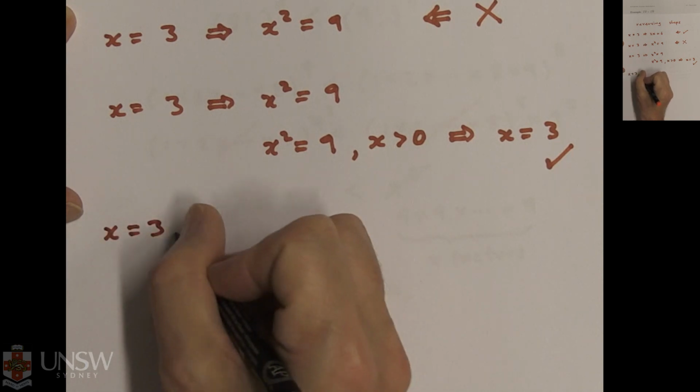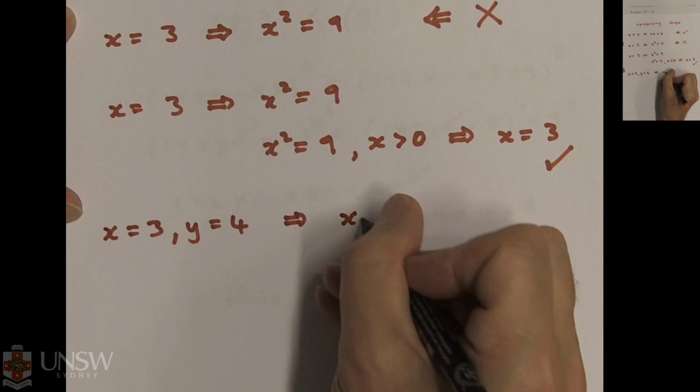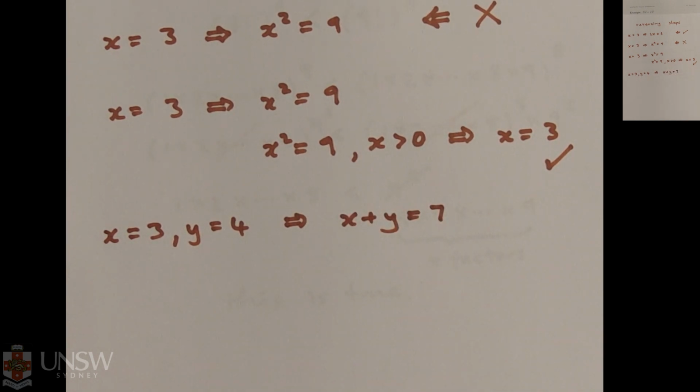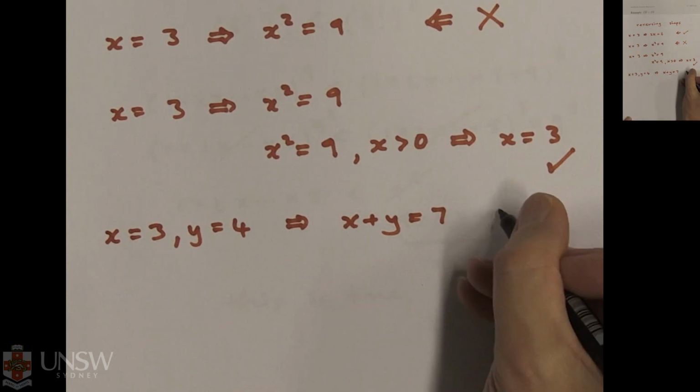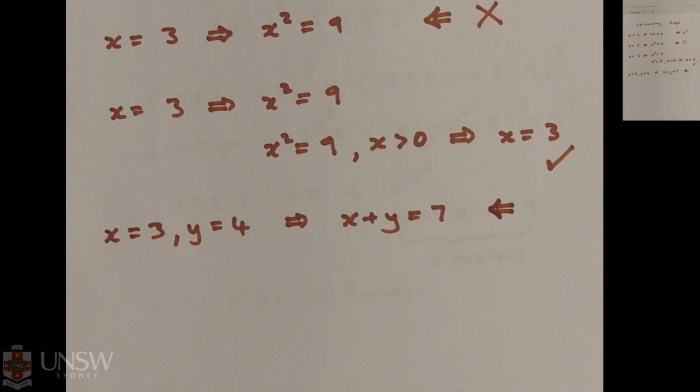Suppose I say x equals 3, y equals 4. Then I conclude x plus y equals 7. That's clearly a correct deduction. Now suppose I'm doing my proof, and I want to reverse that. I want it to go the other way. In other words, I know that x plus y equals 7, and I want to deduce that x equals 3 and y equals 4. Well, it's pretty clear I can't.